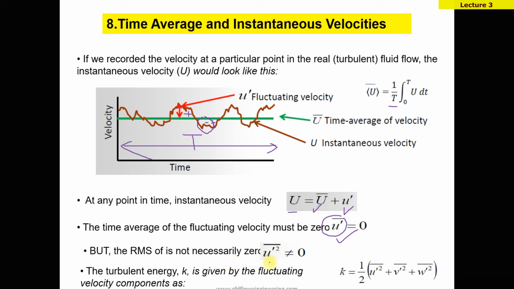Please note that the RMS, the average of the square of the fluctuation, is not 0, because the positive fluctuation squared is always positive, and when you take a negative fluctuation and square it, it is positive. Hence the average of the fluctuation squared is not 0. Then after this, we can find the turbulent kinetic energy, which is equal to half of the sum of the squares of the fluctuating velocities in the x, y, z directions. This is the x direction, this is y, and this is the z direction.